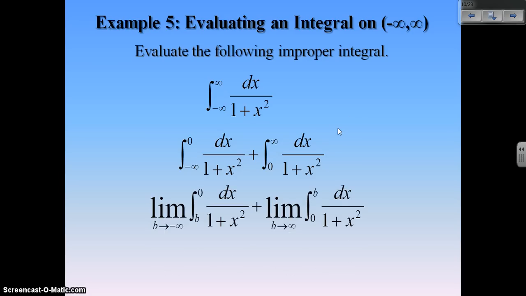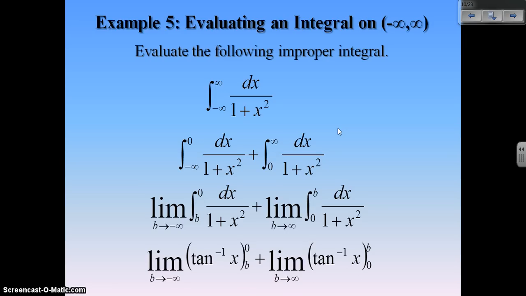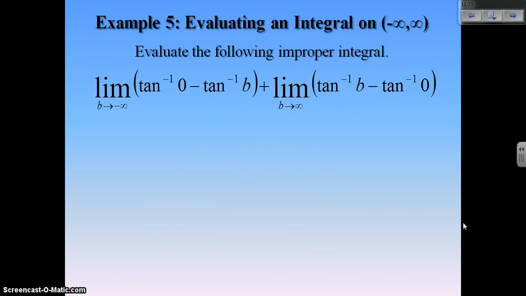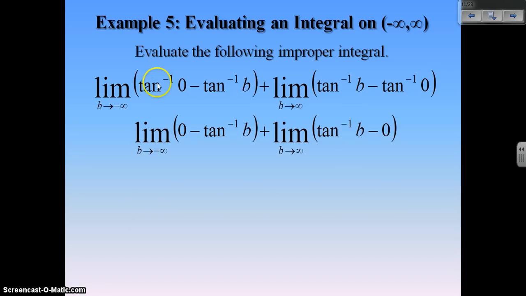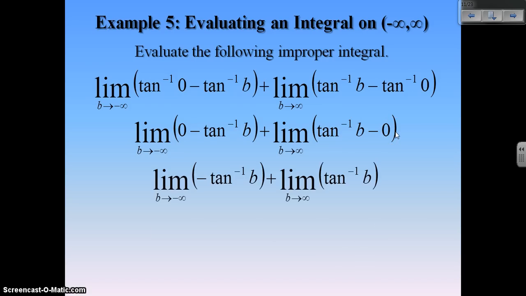Pull your infinities out of the integral. Use your limits. Now what about this 1 over 1 plus x squared? Well, I recognize that to be an arctangent. If you remember arctangent, the antiderivative of 1 over 1 plus x squared is arctangent, from 0 to b, b to 0. Plug in your 0 and your b's, as you see here. Now, we know that the arctangent of 0 is 0, so there and there. So we get rid of those.